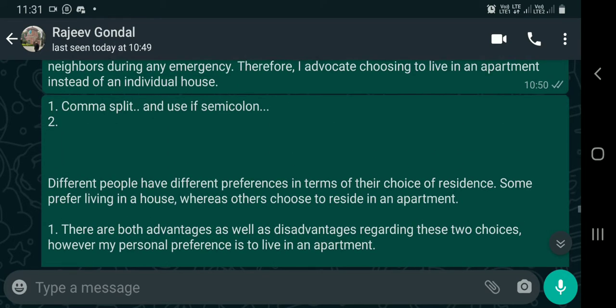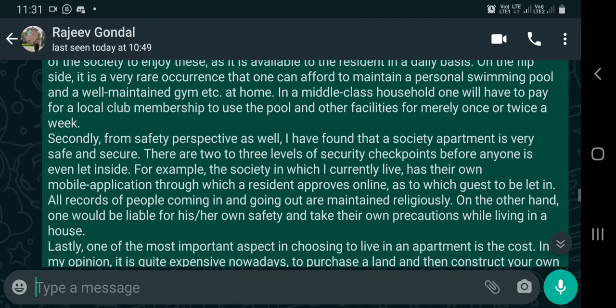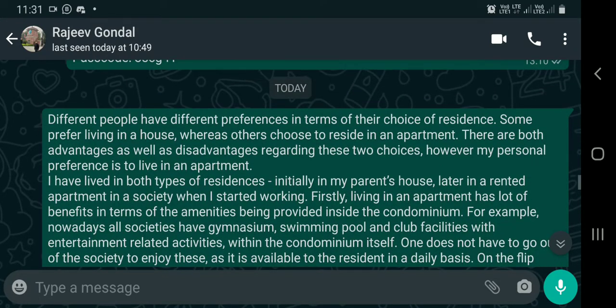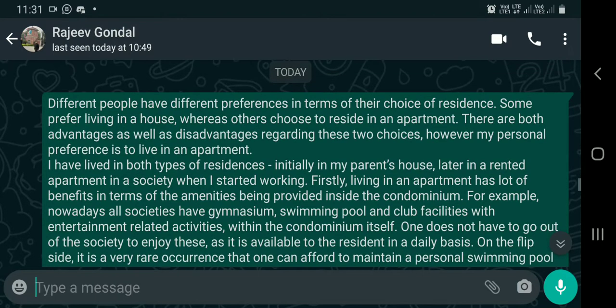Great. So you can pause it and read it at your convenience. I'll try to fix these errors, point them out, and tell you how the essay is evaluated. So let's start with the introduction itself.